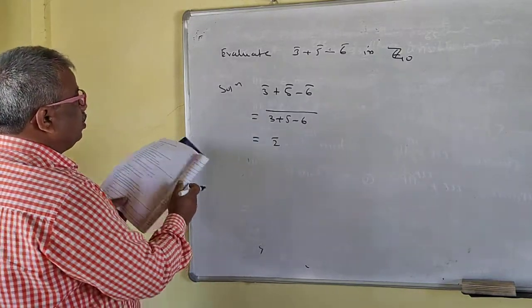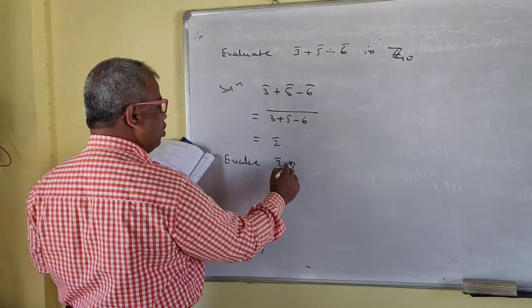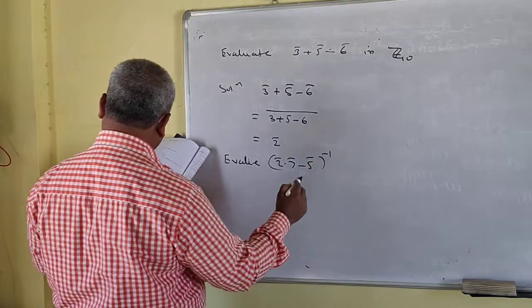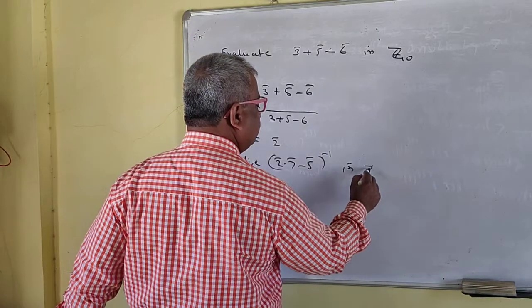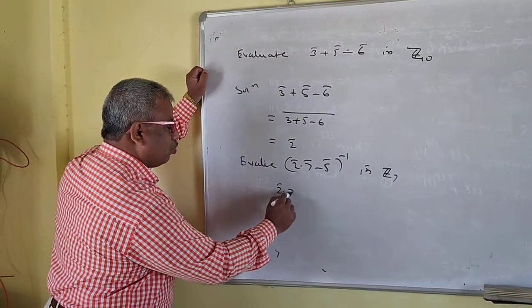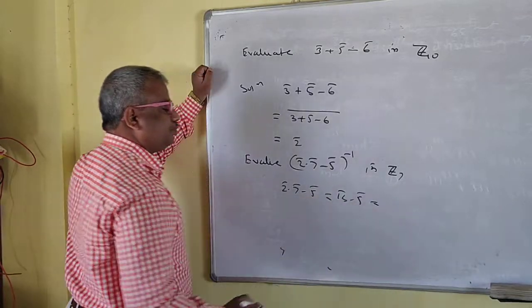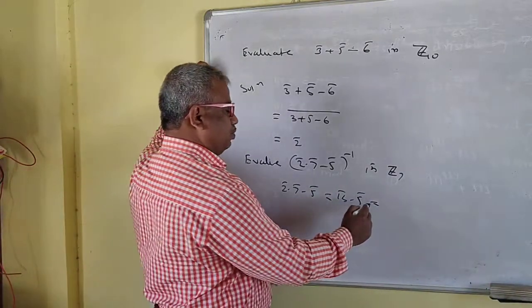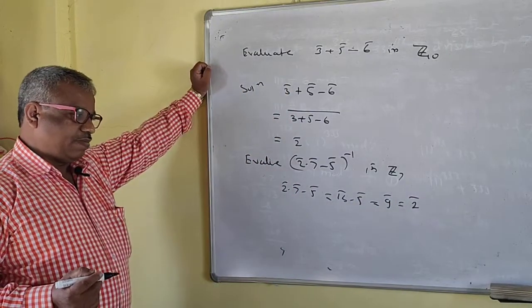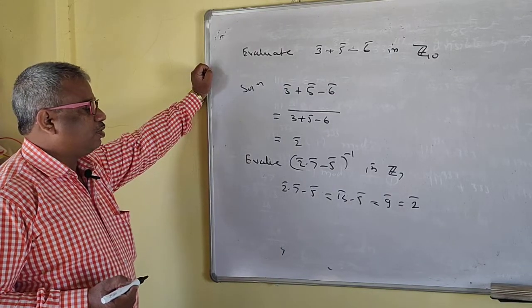Now next, second. Evaluate or compute: 2 bar into 7 bar minus 5 bar inverse in Z7. Okay. So first I will evaluate 2 bar times 7 bar minus 5 bar. So this is 14 bar minus 5 bar, which is 9 bar. But 9 bar is the same as 2 bar. And what you have to find? The inverse of 2 bar.